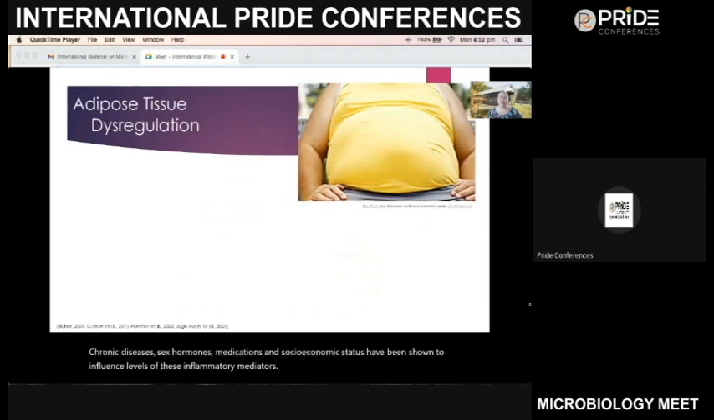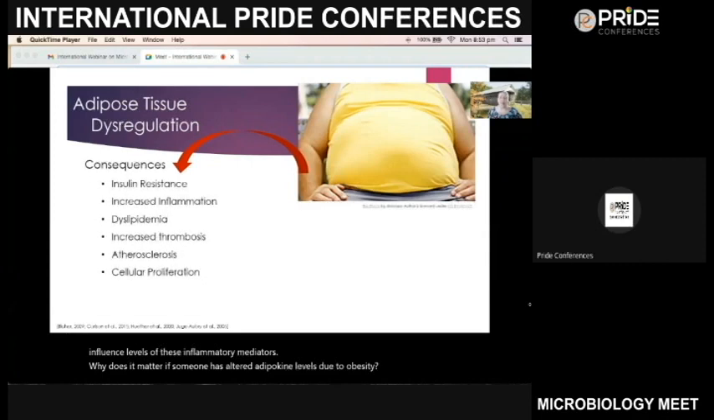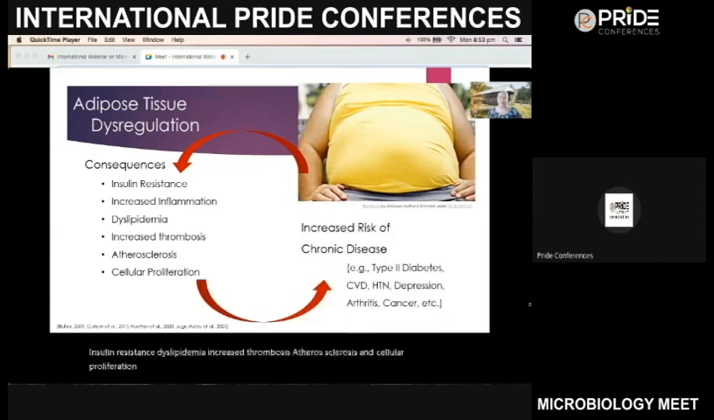So what? Why does it matter if someone has altered adipokine levels due to obesity? Some consequences include increased inflammation, insulin resistance, dyslipidemia, increased thrombosis, atherosclerosis, and cellular proliferation, which in turn leads to increased risk of chronic diseases such as diabetes, cardiovascular disease, hypertension, depression, arthritis, and cancer.